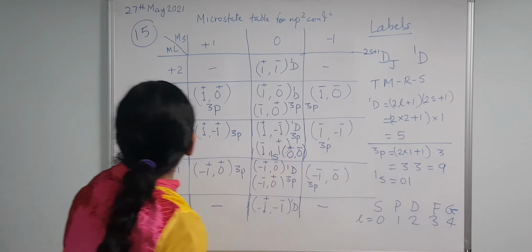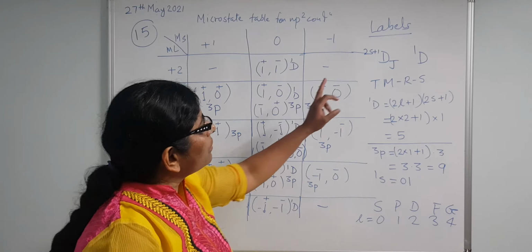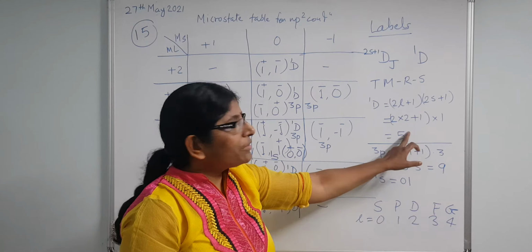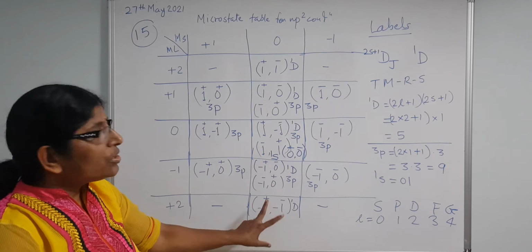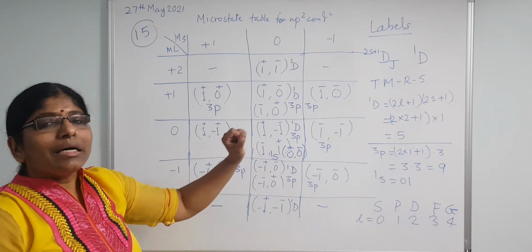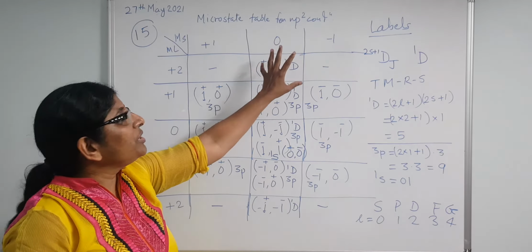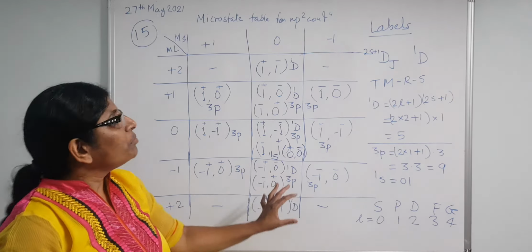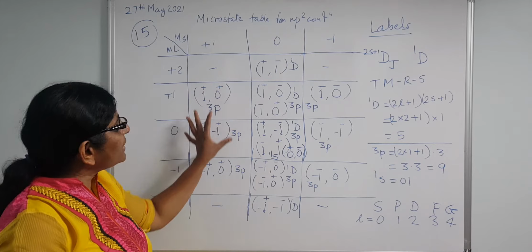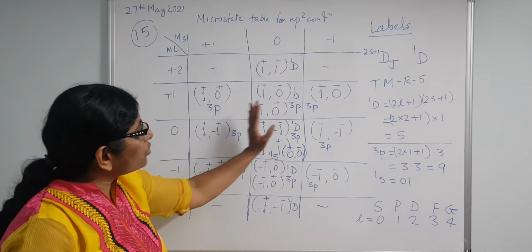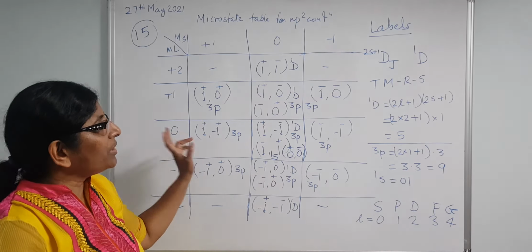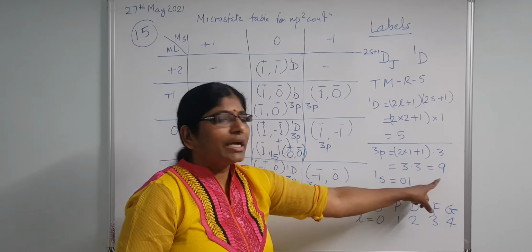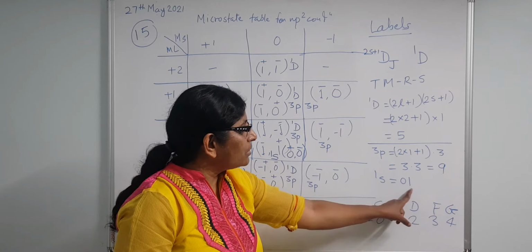So if we conclude, we have derived 1D as the first RS term, which we write for 5 microstates in this column. One more thing: whatever RS terms we generate in the middle, neutral column where MS is 0, we have to write only in that column. But whatever RS terms generate in the first column itself, we have to write in all the blocks. You have to keep that in mind. So 1D is for 5, 3P is for 9 microstates, and 1S is for 1 microstate.